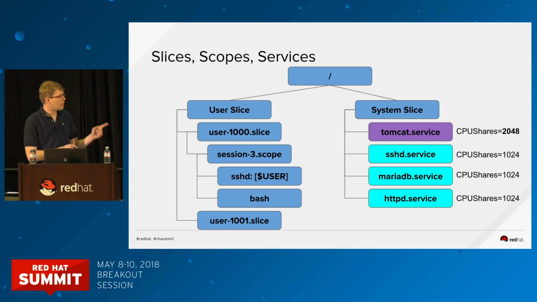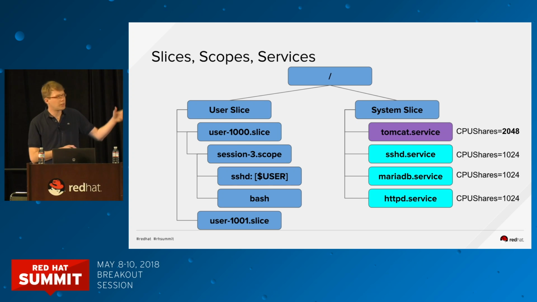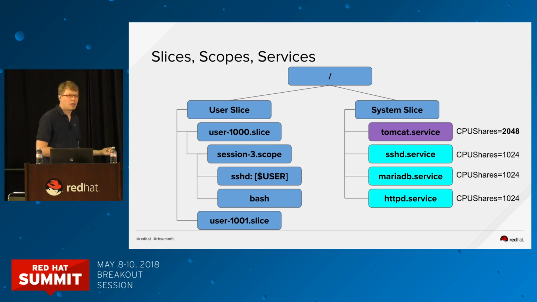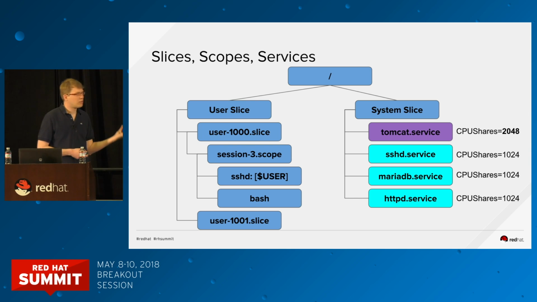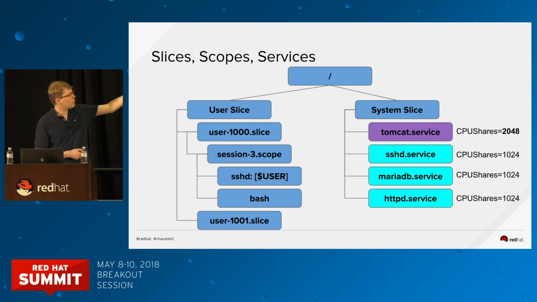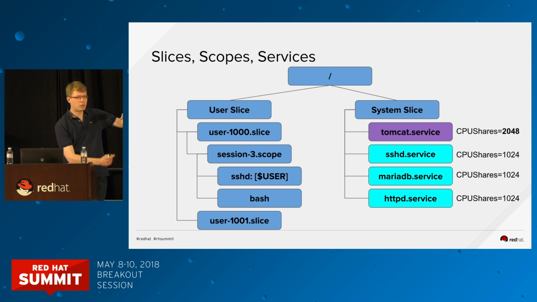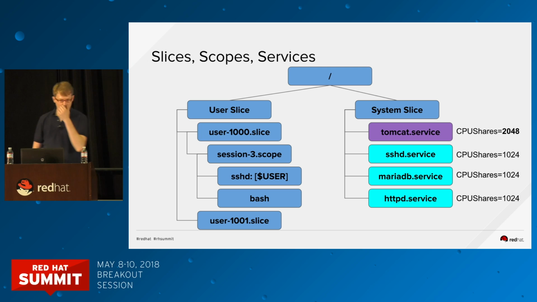CPU shares is a property that you can set on a specific service, but you can also set it on the slice as a whole, right? So if you, for example, want to make sure that the user slice always gets enough resources against the system, then you can set CPU shares on the user slice as a whole, and then everything below it, all the slices and the scopes and the services below it, can only redistribute among themselves the little resources they got.